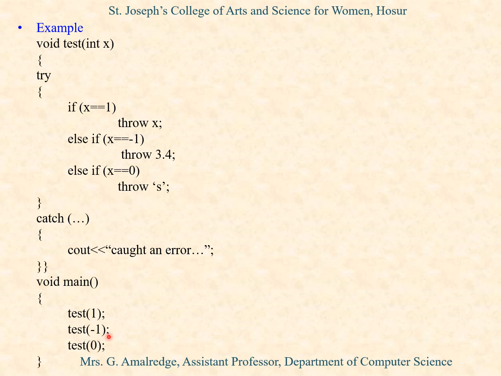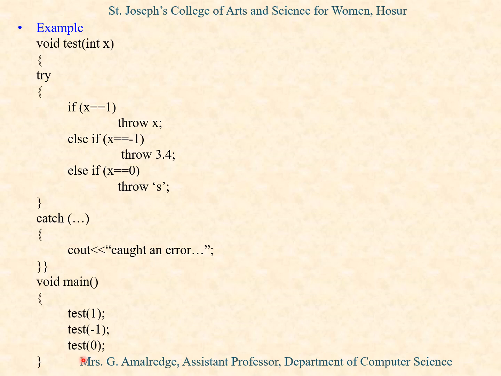Test of -1. Now the control moves to the test function, and if the value of x is equal to -1, it throws a float. So again it calls the catch block. In the catch block it prints caught an error, and the control moves to the main function.